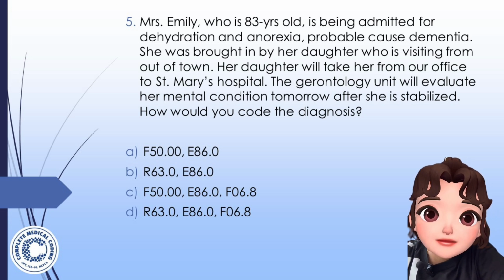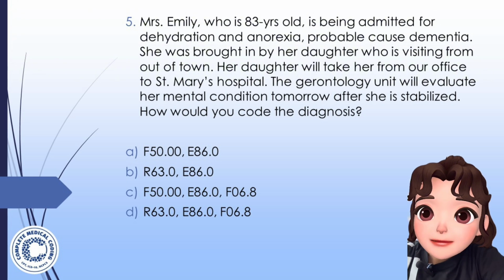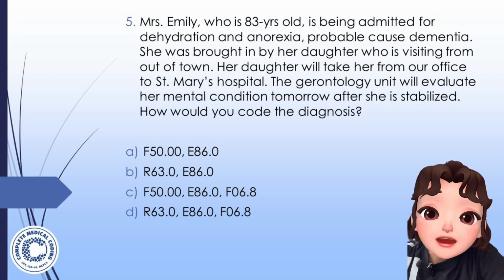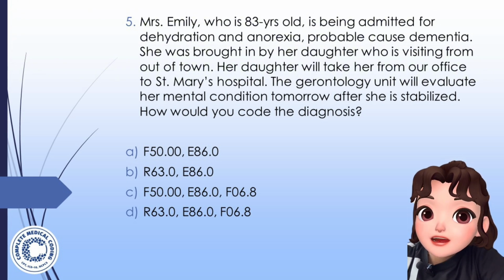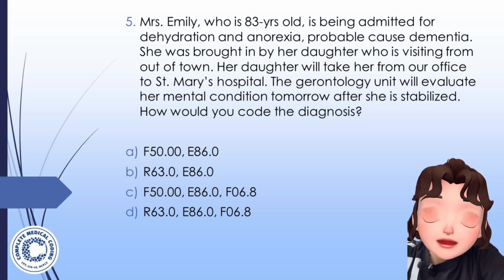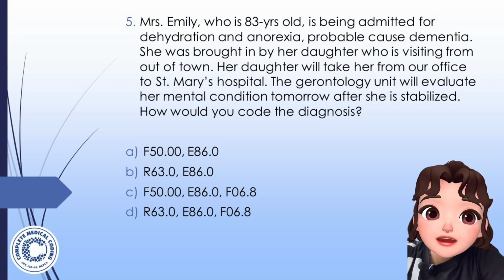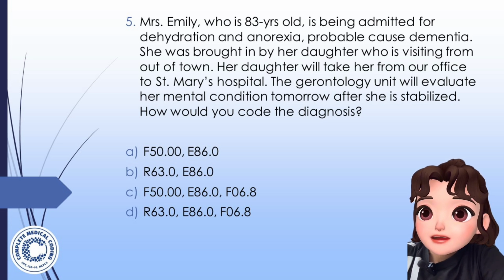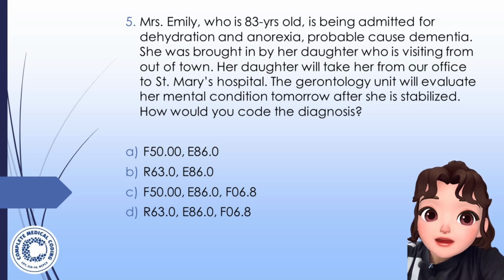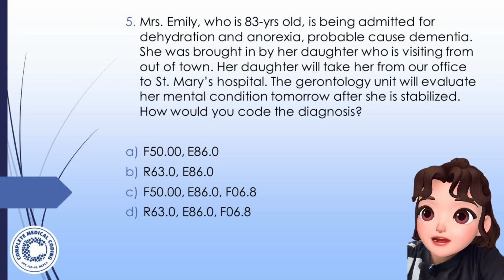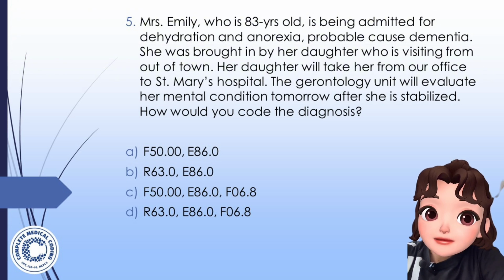Here also only diagnosis codes are what we need to report. We should report only the confirmed diagnosis. So what is there in the question? The confirmed diagnosis: the patient is admitted for dehydration and anorexia. So we have to code for dehydration and anorexia. And to make you confused, the other things are mentioned in the question. Means daughter is coming from out of town and she will take her to St. Mary's Hospital. She will take her means in future, in the coming days.